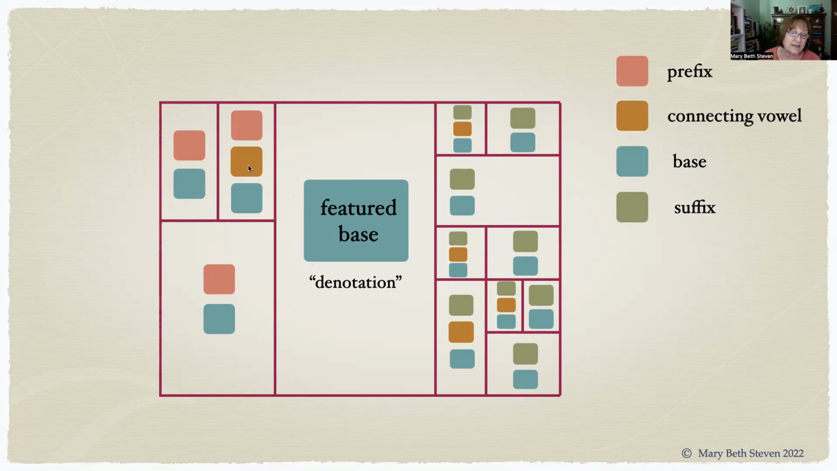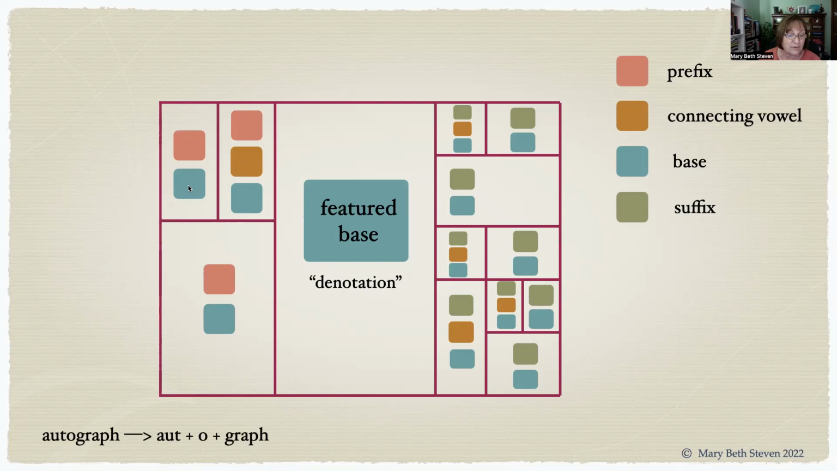Now, there's something here, this one, which is representing a connecting vowel, that kind of brownish tan color. A connecting vowel is something that connects two bases. It connects two things, is what I should start with. So in this particular situation, it could be connecting this base in this cell to the featured base. Let's look at an example. Let's think about the word autograph.